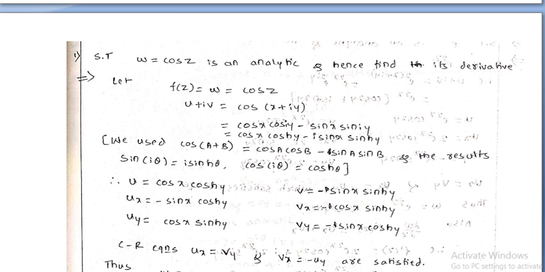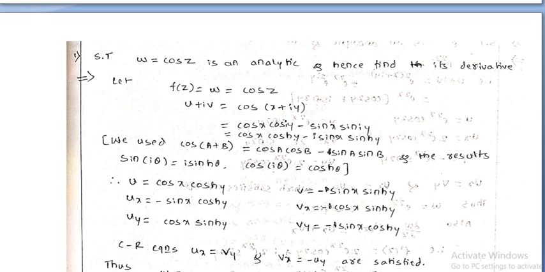Either we solve in Cartesian form or polar form. Here we are using the Cartesian form. If it is polar, then substitute r e to the power i theta as z. And cos of x plus iy is in the form of cos of a plus b, and we know that cos of a plus b is cos a cos b minus sin a sin b. So according to this, cos of x plus iy is cos x cos iy minus sin x sin iy.